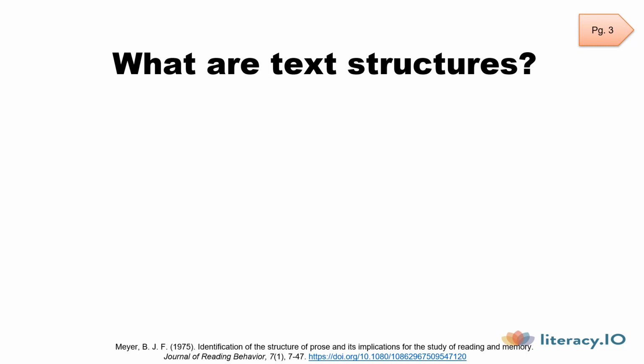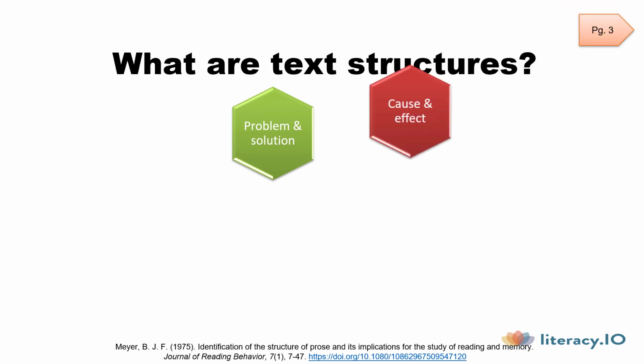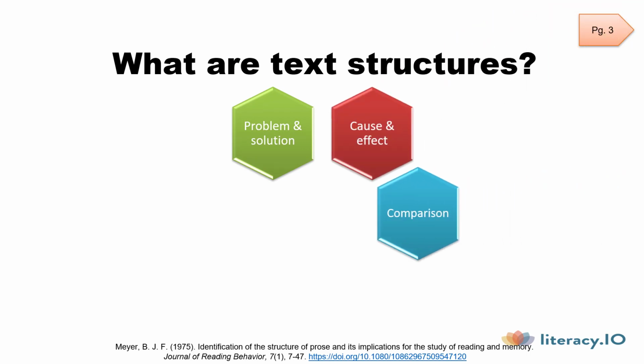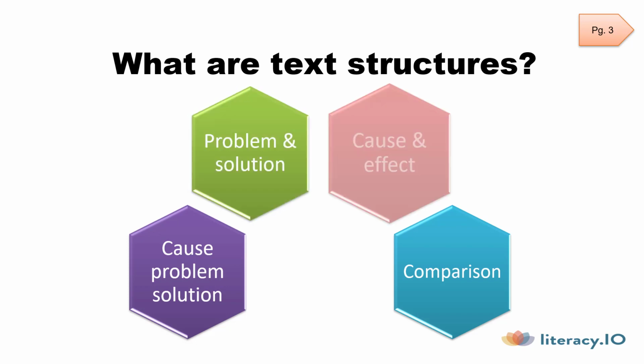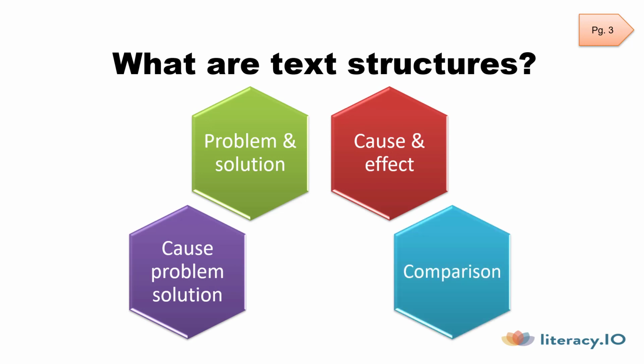Most texts are organized using a combination of 5 text structures: problem and solution, cause and effect, comparison, description, or sequence. Recently, we have established a 6th text structure combining cause and effect with problem and solution: cause, problem, solution. Of these, problem and solution, cause and effect, cause, problem, and solution, and comparison are the most powerful, with sequence and description embedded within these higher order structures.